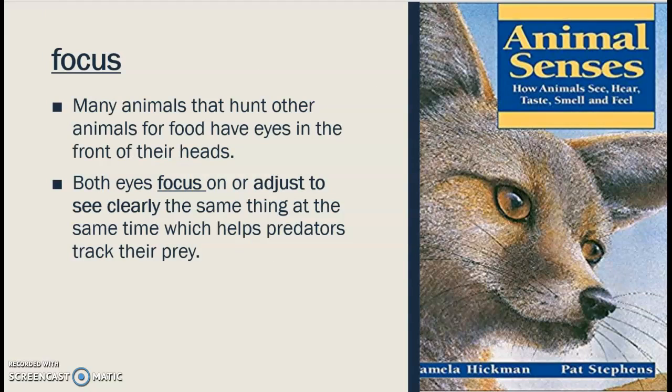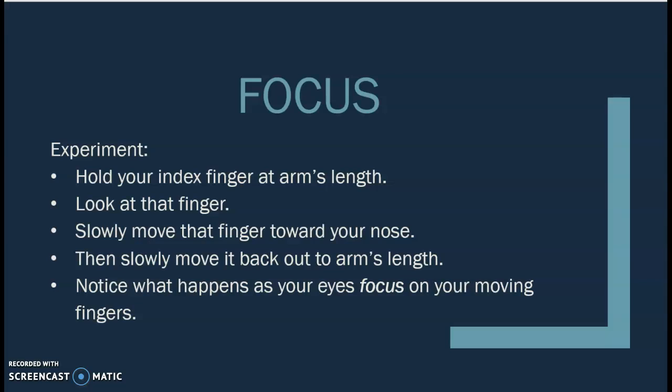The next word that we want to talk about that came from this text, Animal Senses, is the word focus. Many animals that hunt other animals for food have eyes in the front of their heads. Both eyes can focus on or adjust to see clearly the same thing at the same time, which helps predators track their prey. We're going to do a quick experiment.